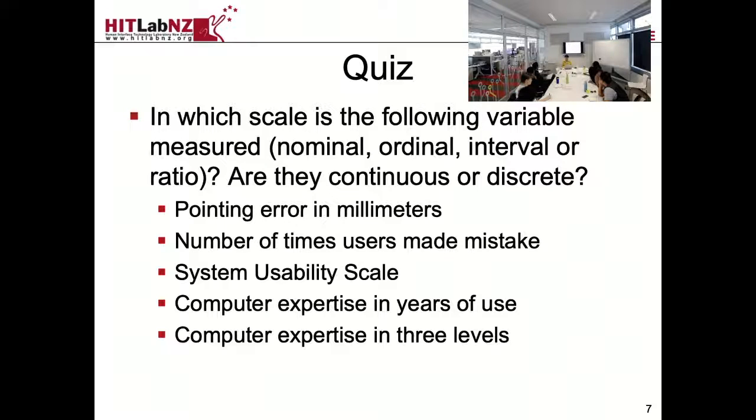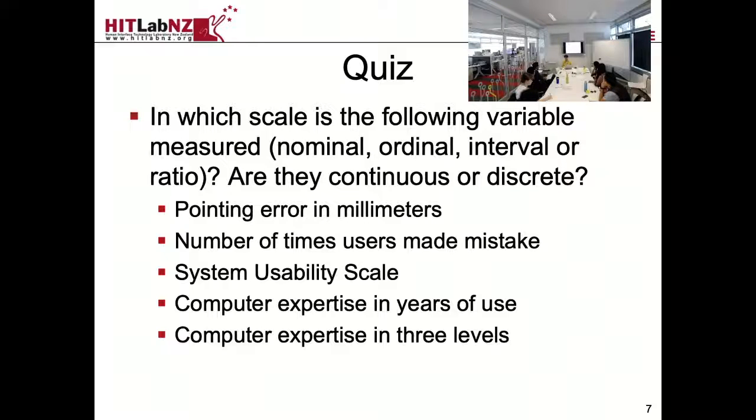And the number of times a user made a mistake. Ordinal? Any other idea? Yes, we can say that it's ordinal, but we could also say this is an interval. So that is a very interesting thing.